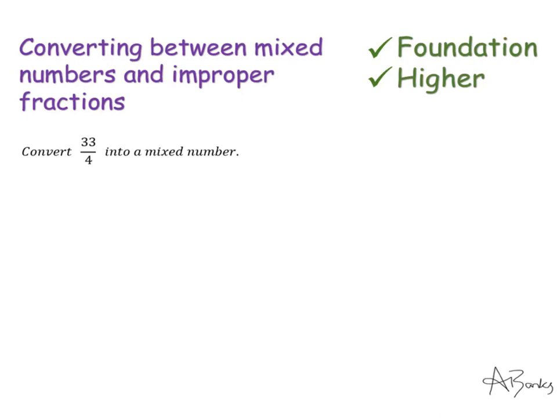Now let's look at going in the other direction. So I now have an improper fraction. In this example, it's 33 quarters. And I've got to change that into a mixed number.